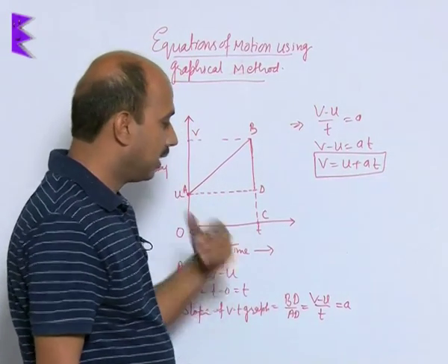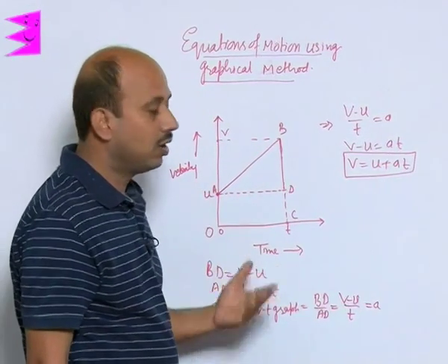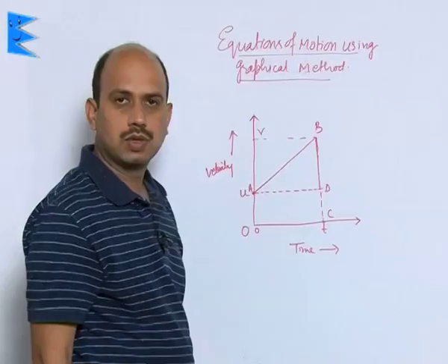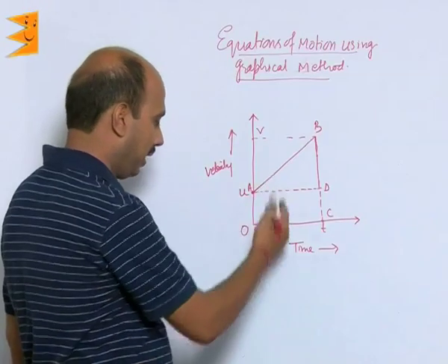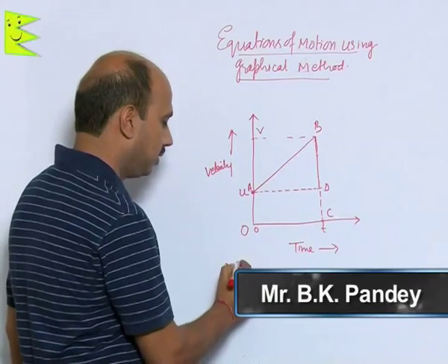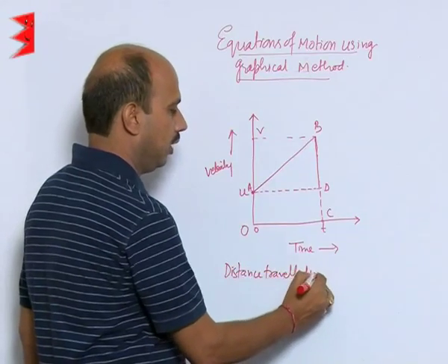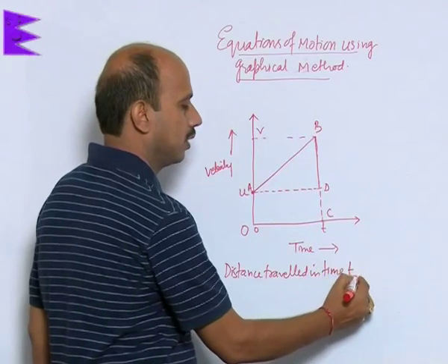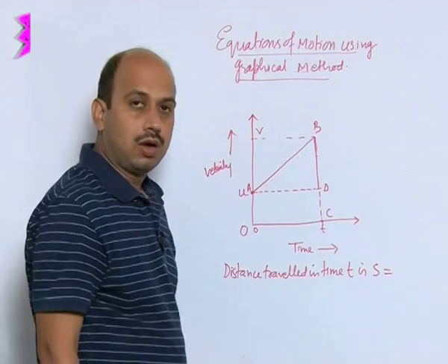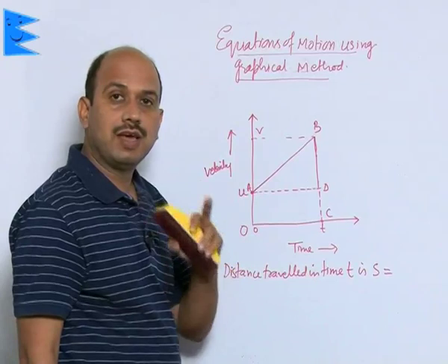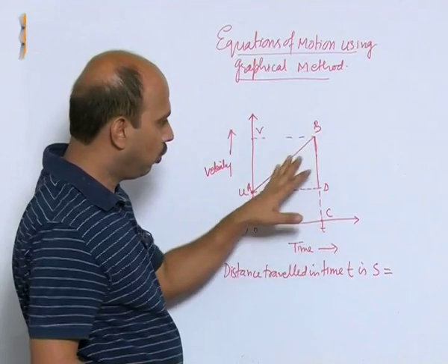Now, we can derive another relation, we can find distance from here. So, now we will derive the formula for the distance or displacement. We can calculate distance or displacement from this graph. So, the distance travelled in time t is S, and as I have told already, to calculate distance we calculate the area between the velocity time graph and the time axis. It means this whole area.